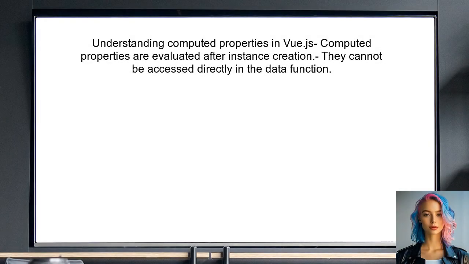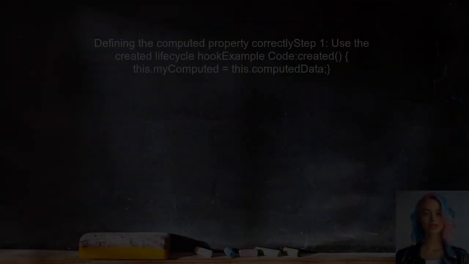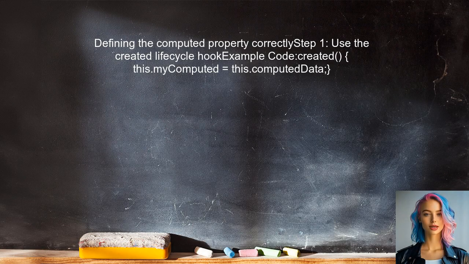To address the issue with the computed property, the user should first understand that computed properties are not available during the initialization of the data function. Instead, they are evaluated after the instance is created. Next, the user should define the computed property correctly and access it within the Vue instance lifecycle. This can be done by using the created lifecycle hook to set the initial value of myComputed.